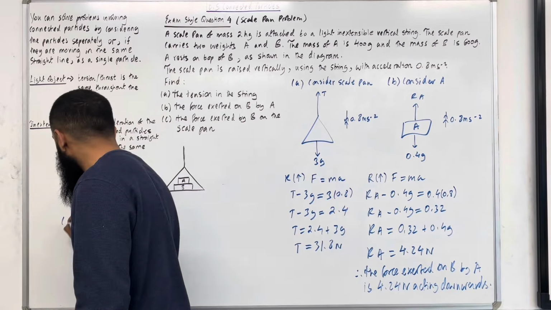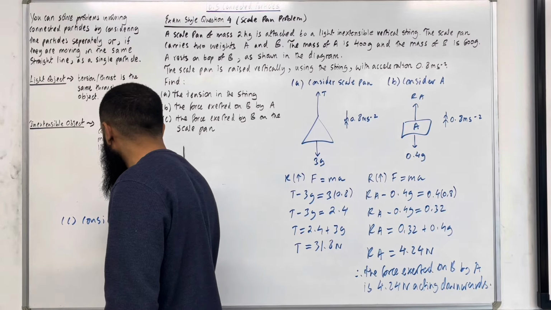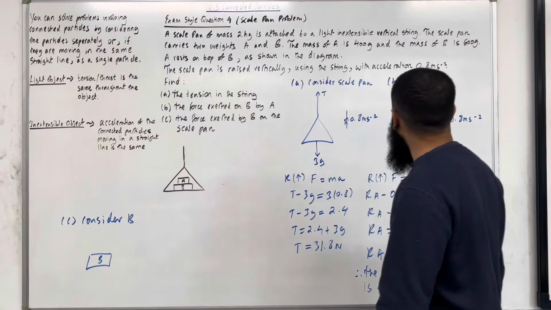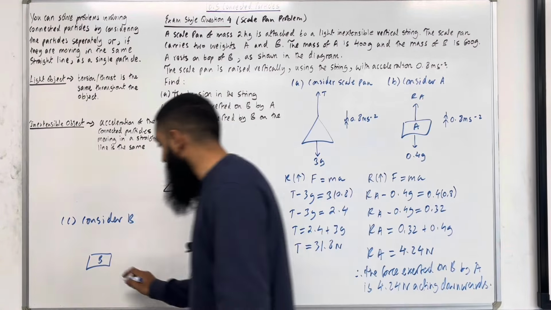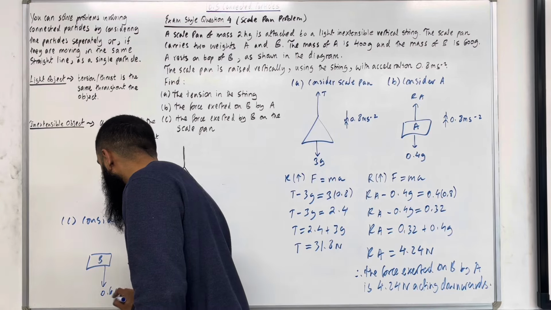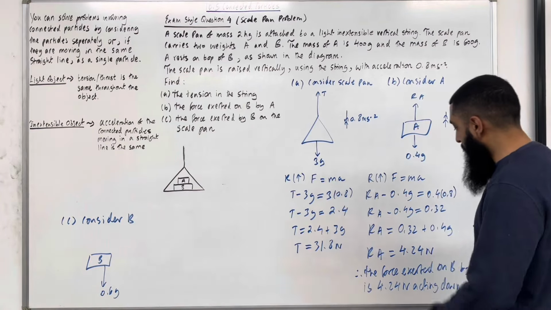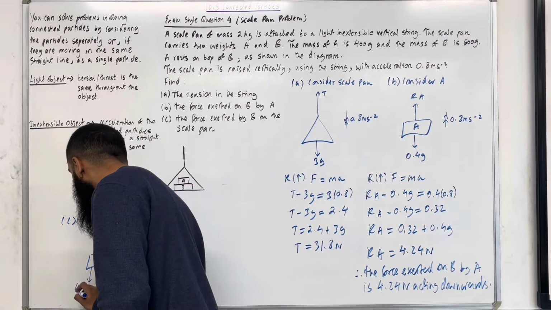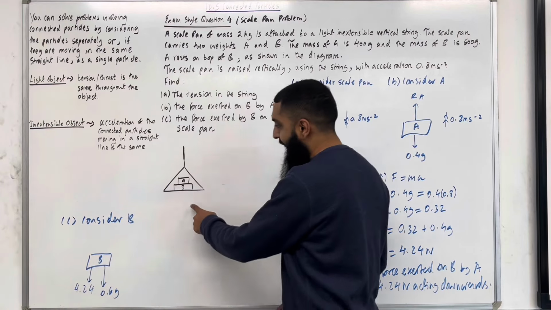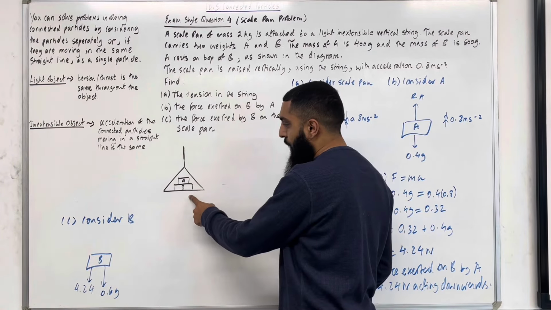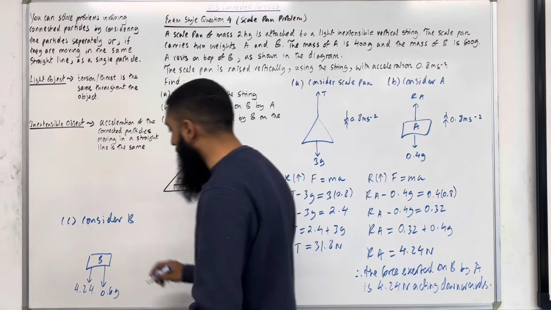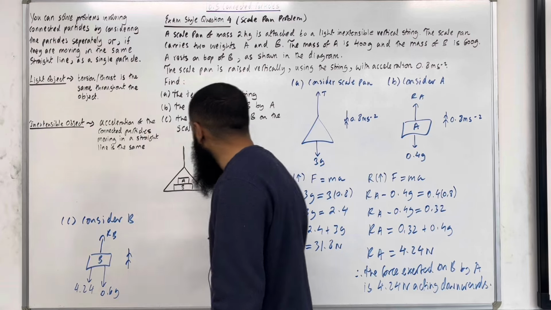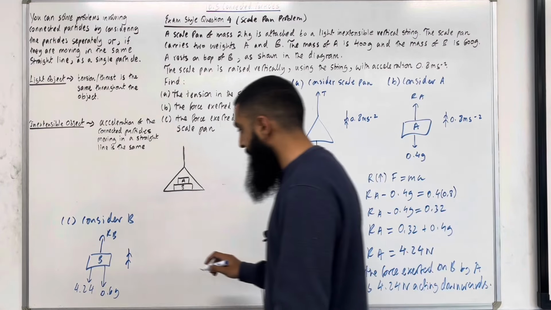So part C, consider B. Here is B. The mass of B is 0.6 kg, hence the weight of B is 0.6g acting vertically downwards. The force exerted on B by A was 4.24 newtons, so we also have 4.24 newtons acting on B vertically downwards. B is in contact with the floor of the scale pan, so the floor of the scale pan will exert a normal reaction on B acting vertically upwards. We can call this RB. The entire system accelerates vertically upwards at 0.8 meters per second squared.